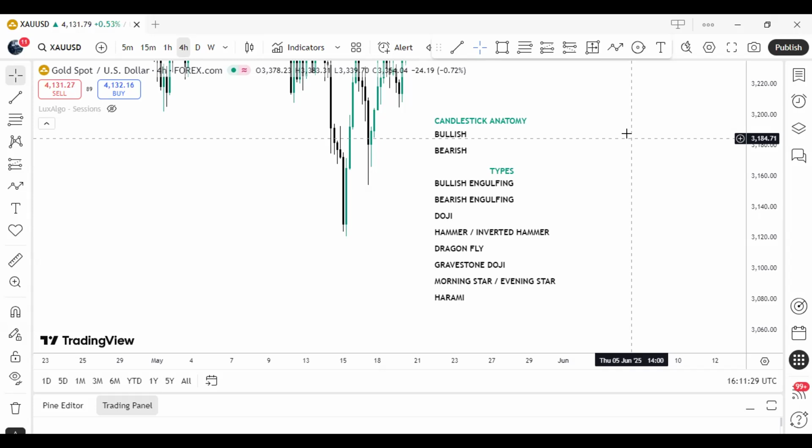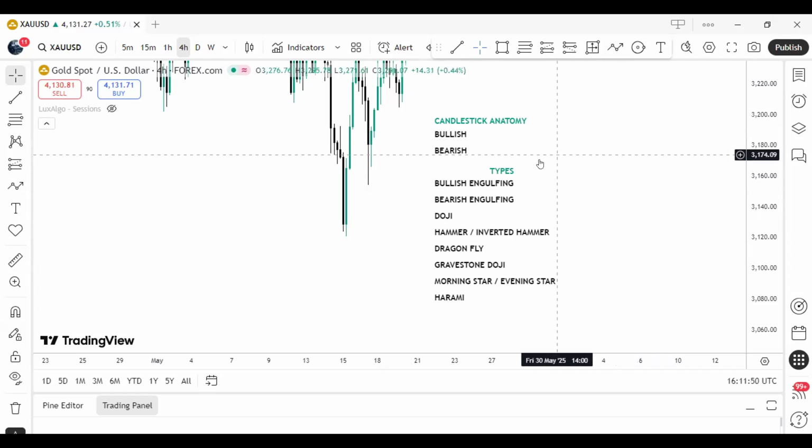So all of these are types of candlestick. Not all, but these are the major candlesticks you can easily spot on the charts without having to second guess yourself. And I'm going to explain the fundamental happenings behind these candlesticks, just like I said.